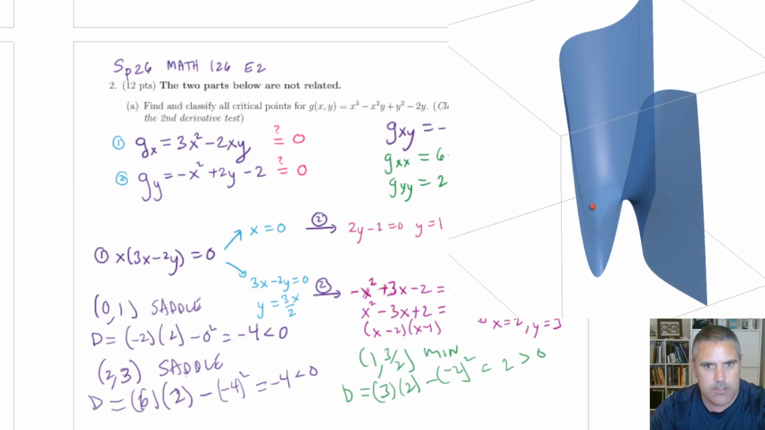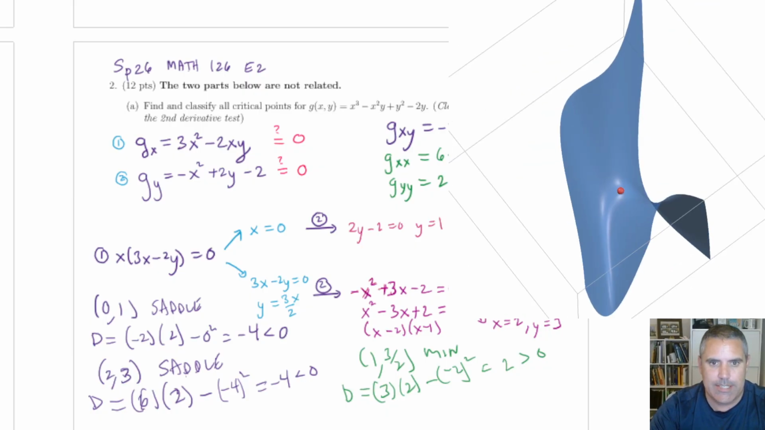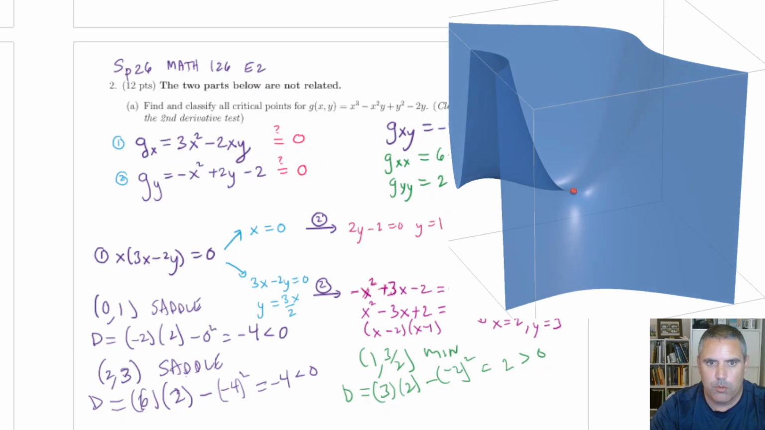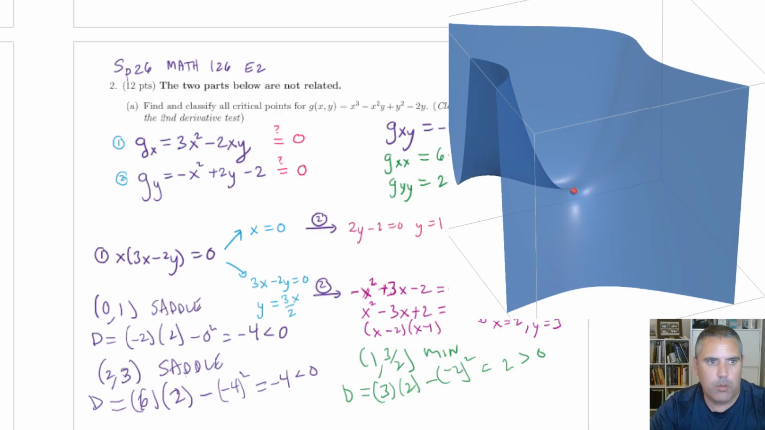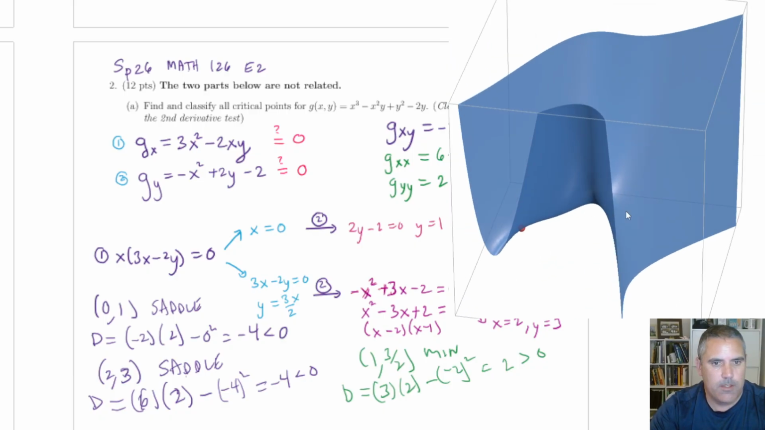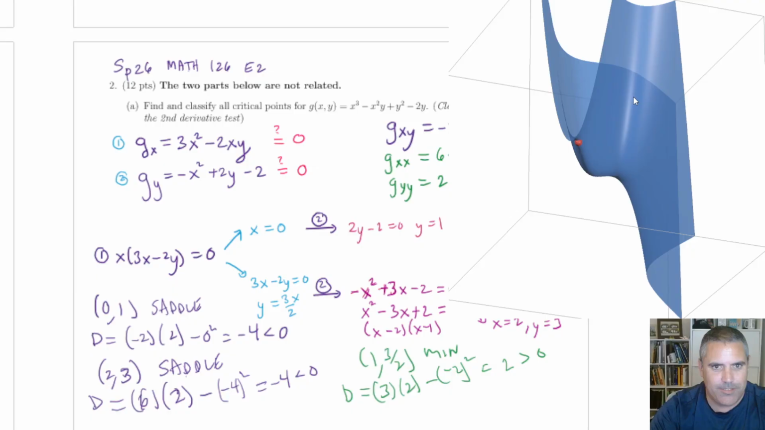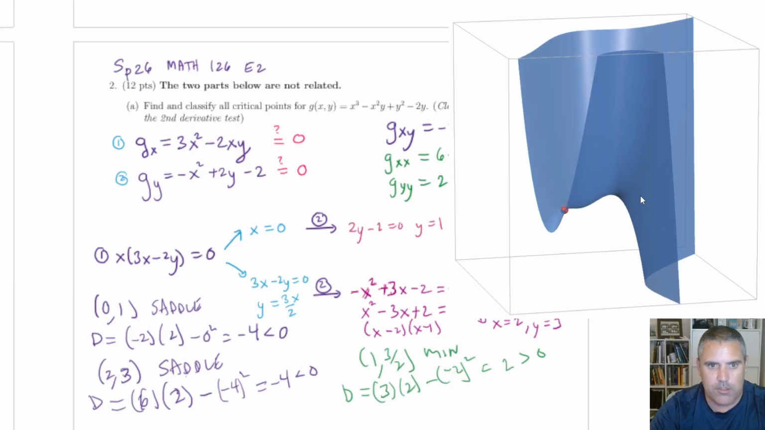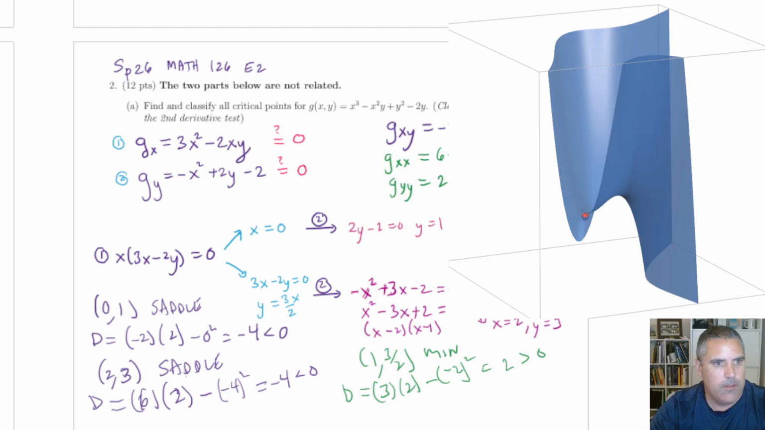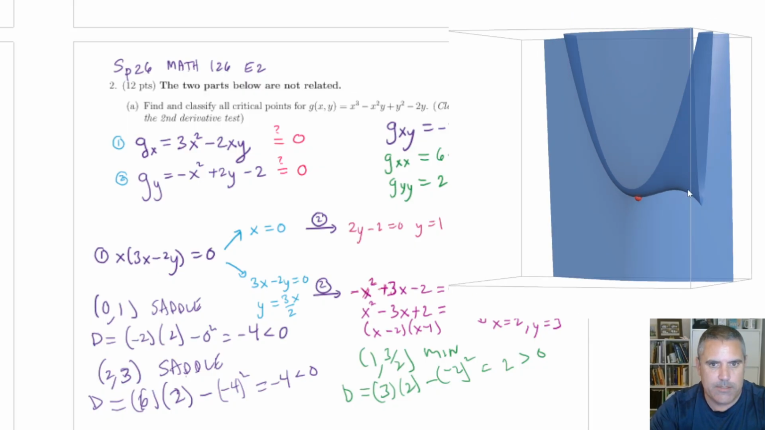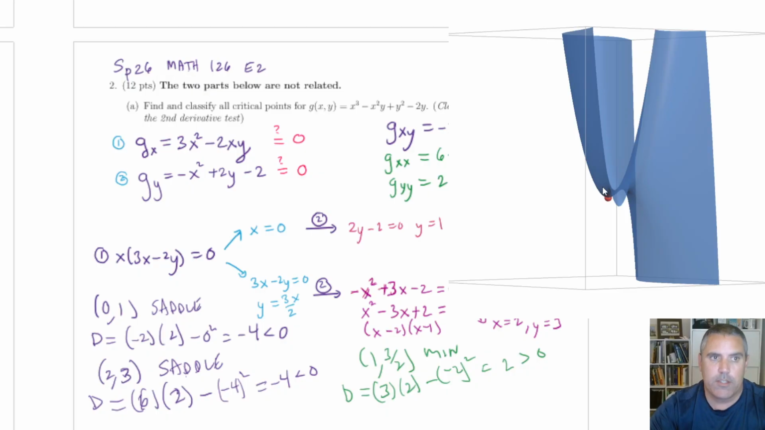When x is 0 and y is 1, that's a saddle point. That's one place where the slope is 0 in both directions. What about 2, 3? Let's go there. That's also a saddle point. You can see it's concave down in one direction and concave up in a different direction. And then the last one was 1, 3/2. That's a minimum. It's a low point right there. So I think I'll stop there and do part B of this question separately, but I hope that's helpful to you.